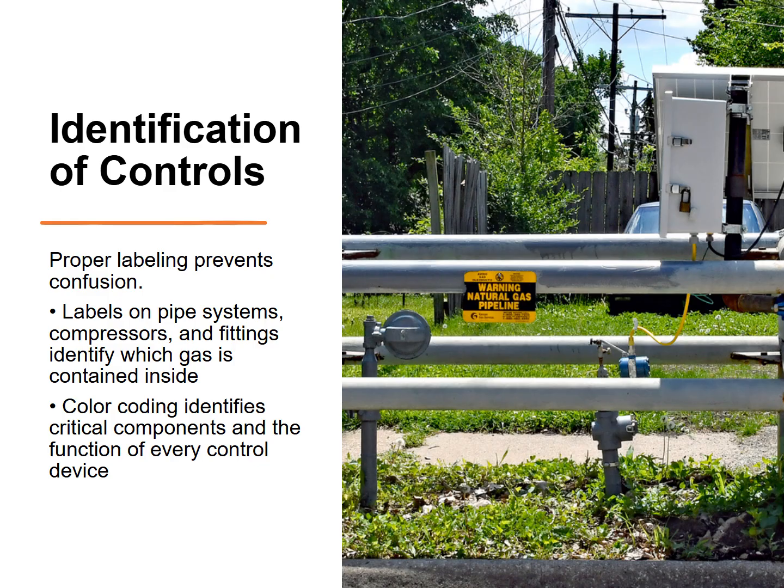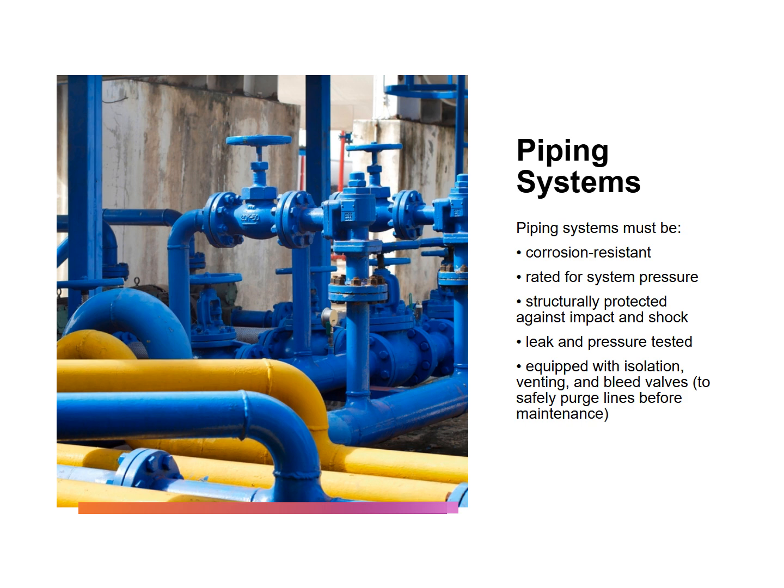Pipes, compressors, and fittings should be labeled in your workplace. Identify what gas is contained inside. Color coding identifies critical components and the function of every control device. Piping systems must be corrosion resistant, rated for system pressure, structurally protected against impact and shock, leak and pressure tested, equipped with isolation, venting, and bleed valves to safely purge lines before maintenance.